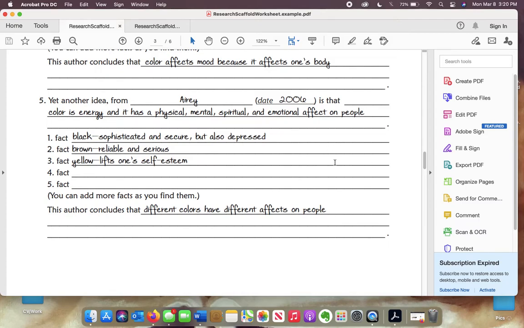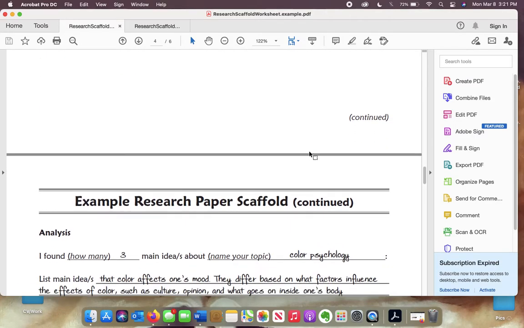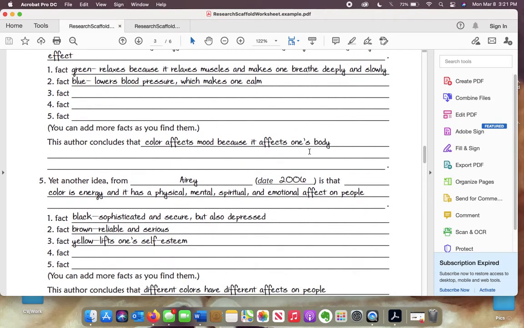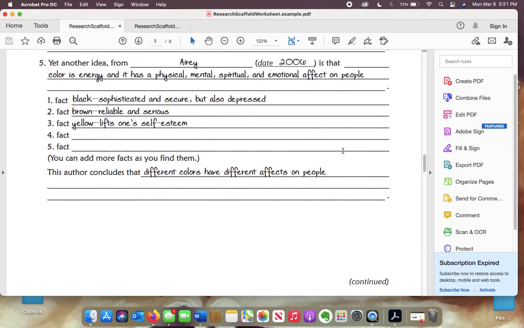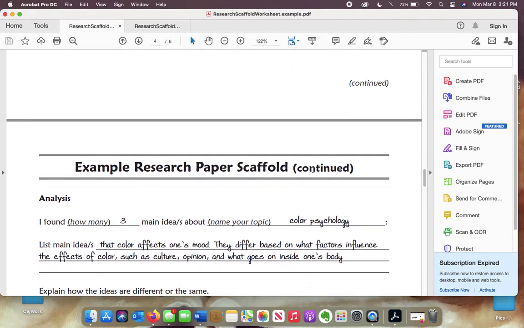So the author concludes that different colors have different effects on people, which is kind of a generic argument that is kind of boring there. Obviously, different colors have different effects on people, but if that's what they wrote, then that's what they wrote. So if you fill this out, you have pretty much written your literature review. You just have to rearrange it and combine these things in different ways. And I have written my literature review that I'm going to show you in a few minutes so you can see exactly what I'm talking about.